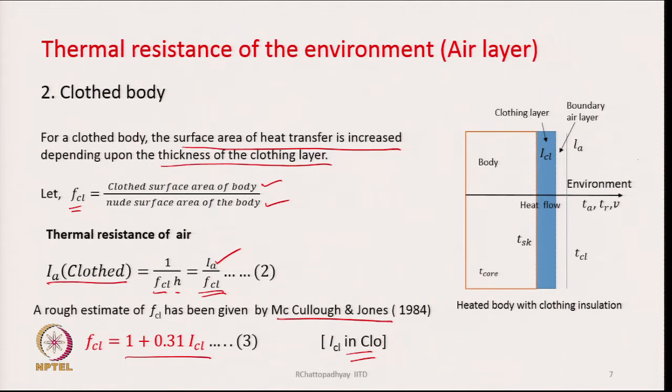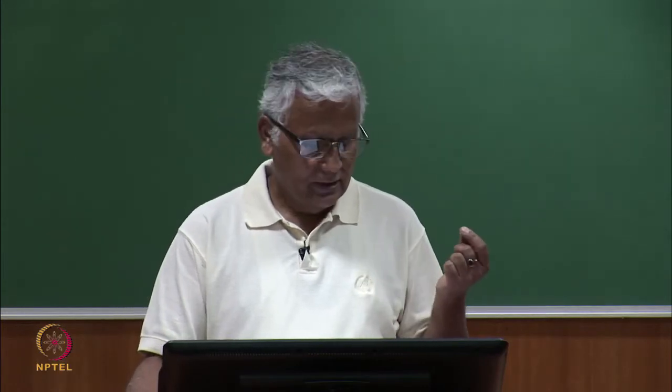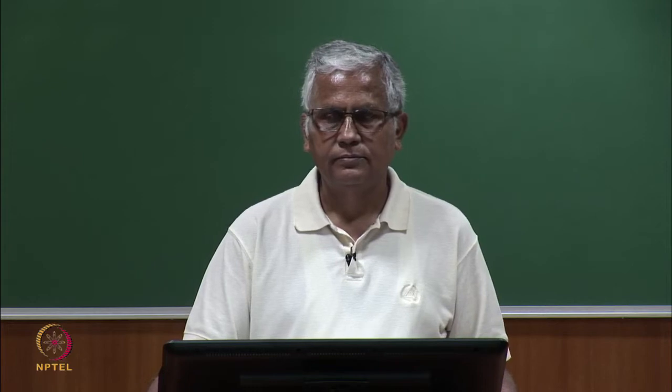So, what is happening? If we look at this, F C L is basically always more than 1, because F C L is 1 plus something. So, always F C L is greater than 1, and therefore, I A in the clothing state, the boundary layer of air which is there, its insulation value is going to be less. F C L is more than 1, so I A by F C L is going to be less than I A. So, by putting a layer of clothing around the body, the boundary air layer resistance is going to decrease, because surface area has increased.